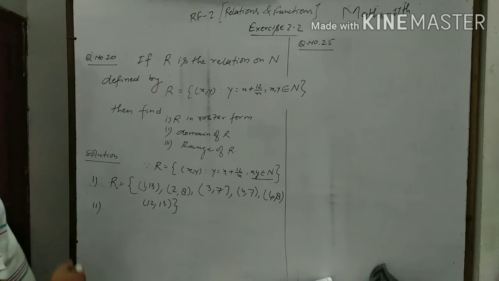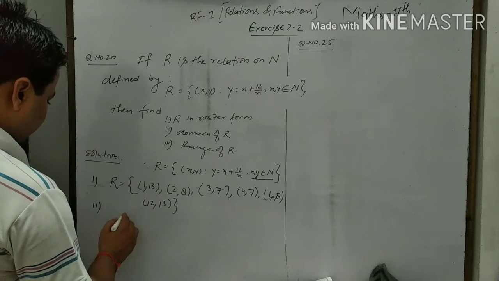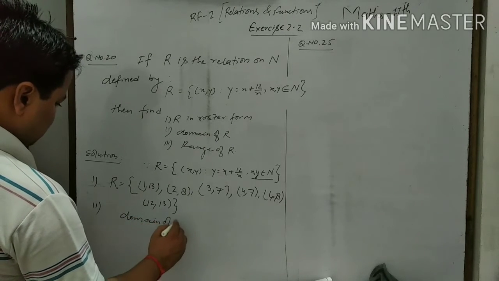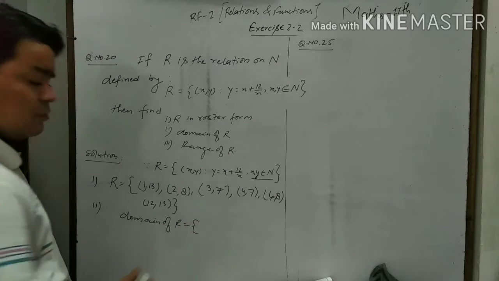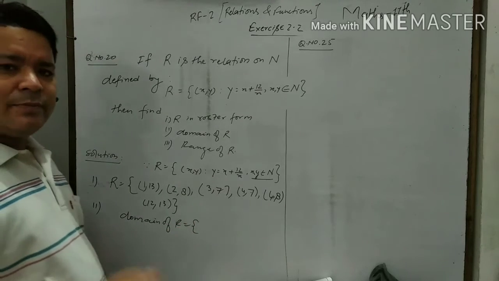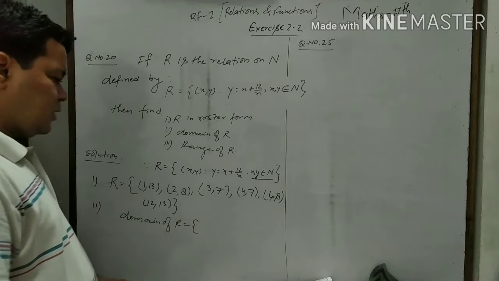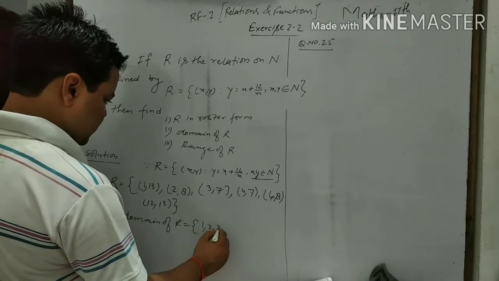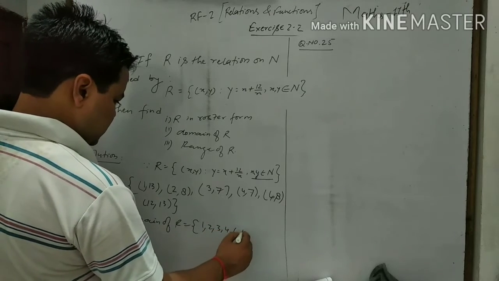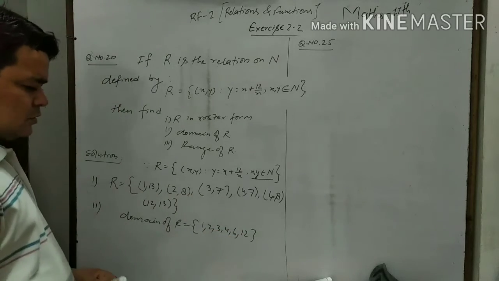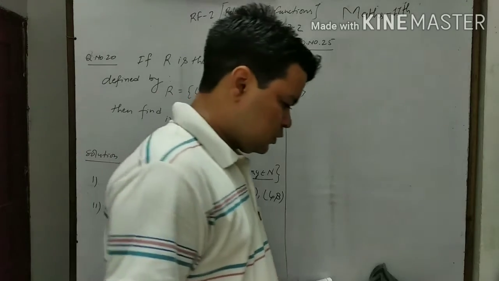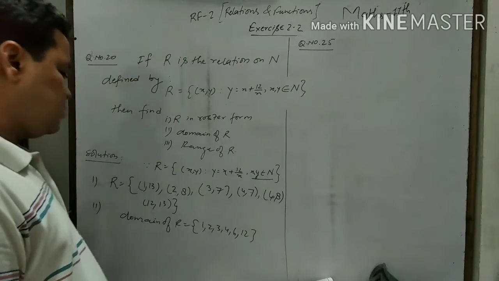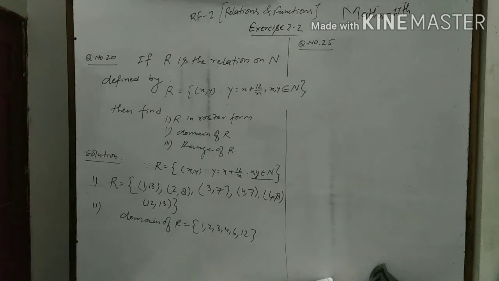Now, second, we have the domain of R. What is the domain of R? The first elements of the relation are the domain of R. So the domain of R is 1, 2, 3, 4, 6 and 12.